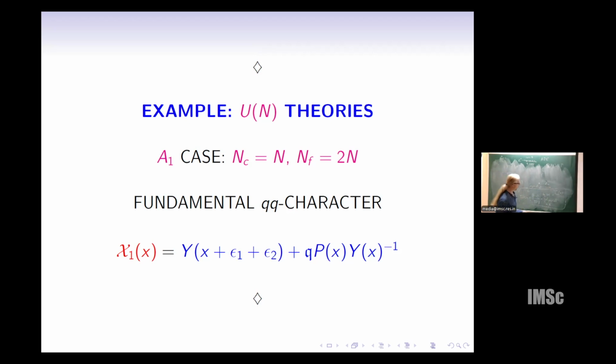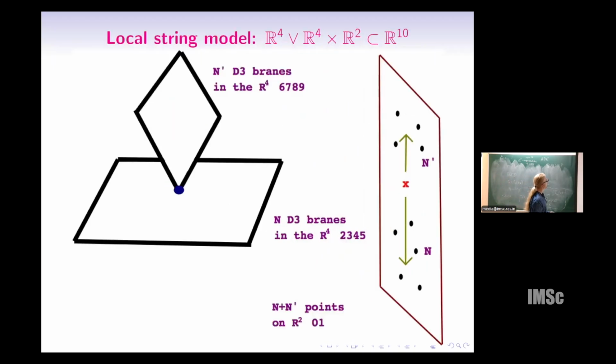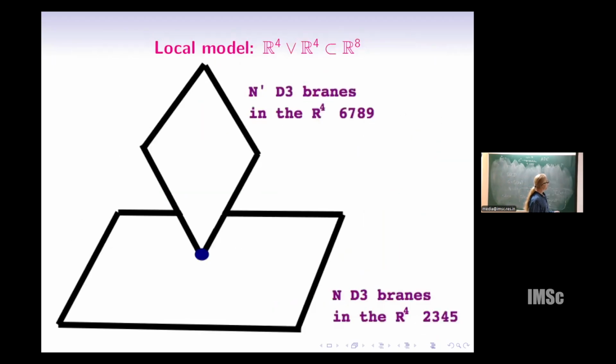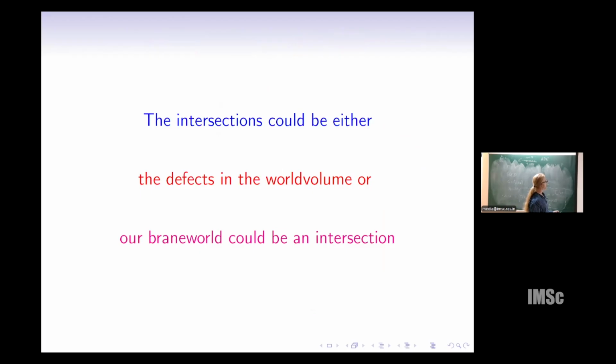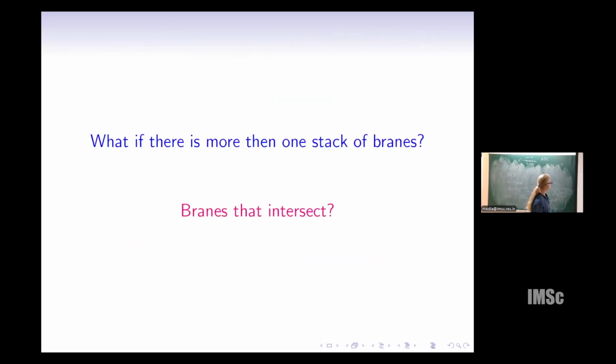So the question is, this is some algebraic construction, and there are some algebraic identities behind it. But what is the physics of this observable? Where does it come from? This is where string theory helps.